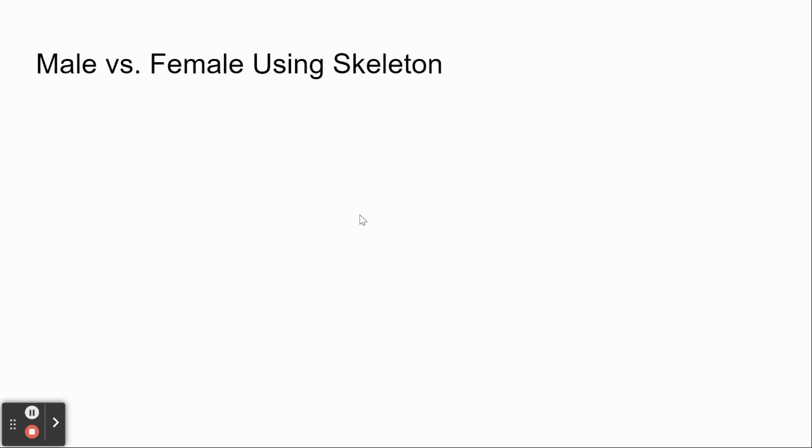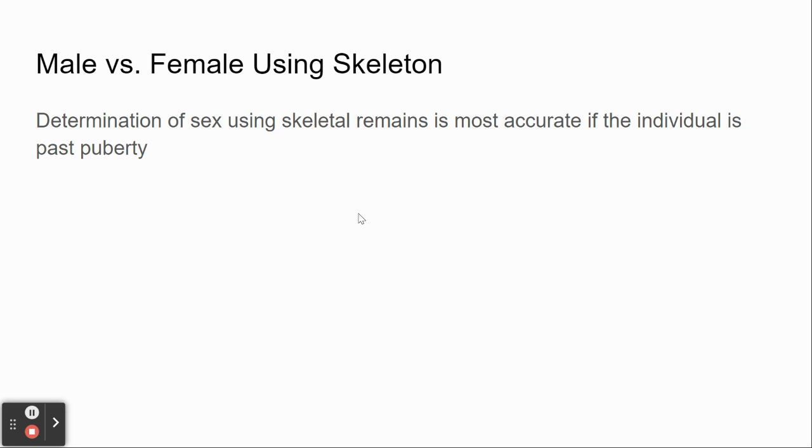So determining gender using the skeleton, this is one that's pretty good. The scientists especially, and even the layperson like you or I, can kind of look at a skeleton and get a good idea as to whether it's male or female based on some of the characteristics. A lot of them are pretty identifiable. If you have someone that's past the age of puberty, being able to determine sex using the skeleton is probably going to be one of the most accurate things that you can do. The DNA phenotyping notwithstanding, right? DNA phenotyping is going to be very, very accurate as well.